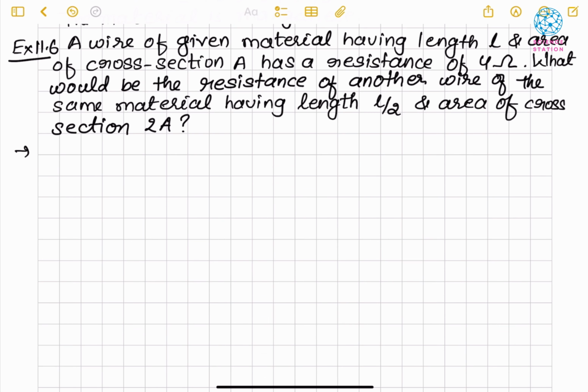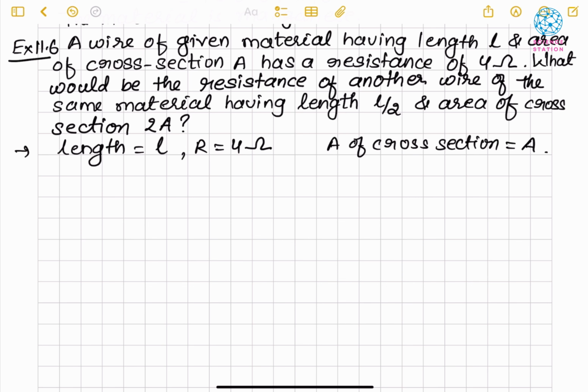Now example 11.6 says a wire of given material having length L and area of cross section A has a resistance of 4 ohm. What would be the resistance of another wire of the same material having length L by 2 and area of cross section 2A? So here in the first case I am given length is L and R is 4 ohms, and area of cross section is A.